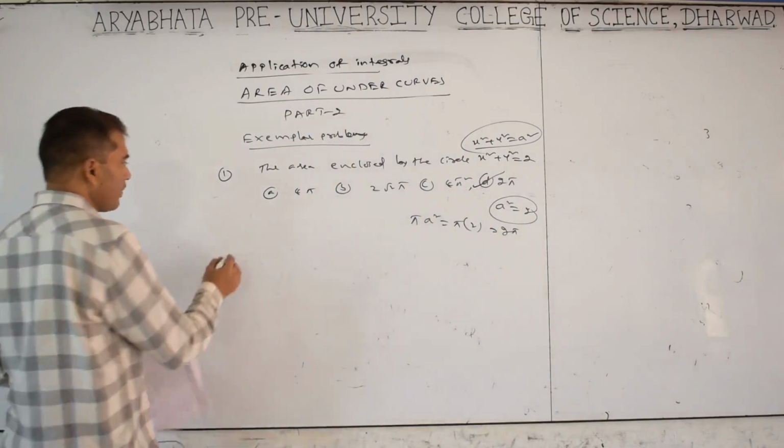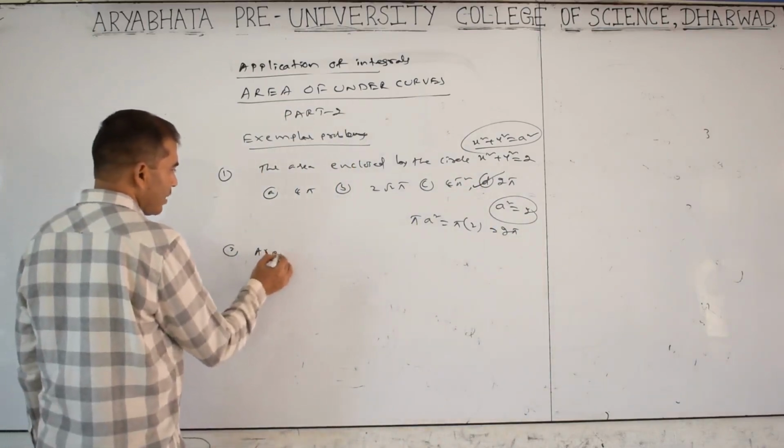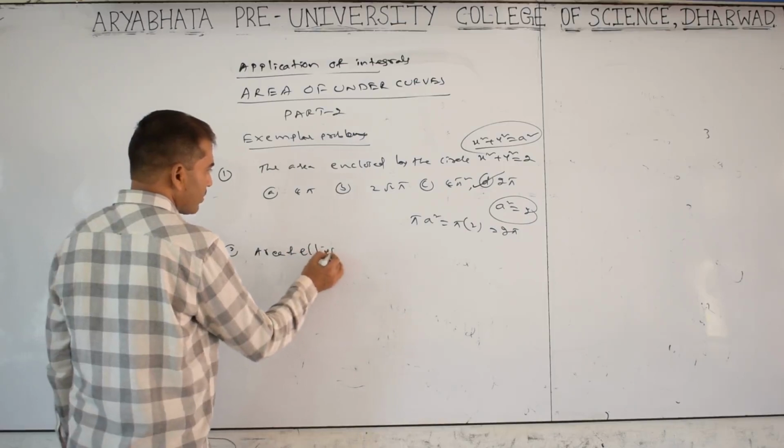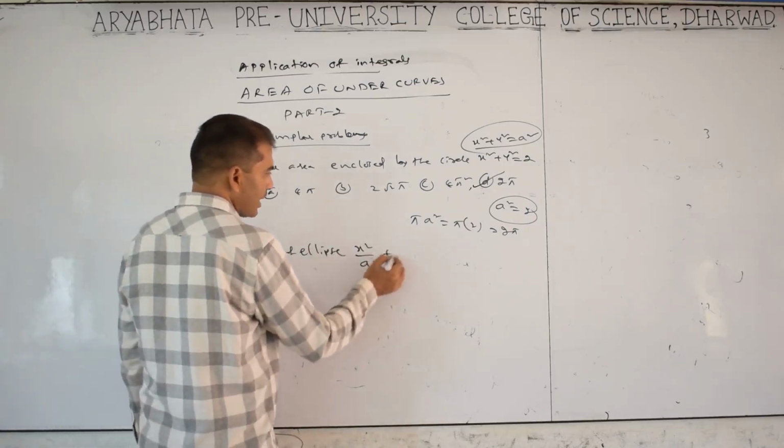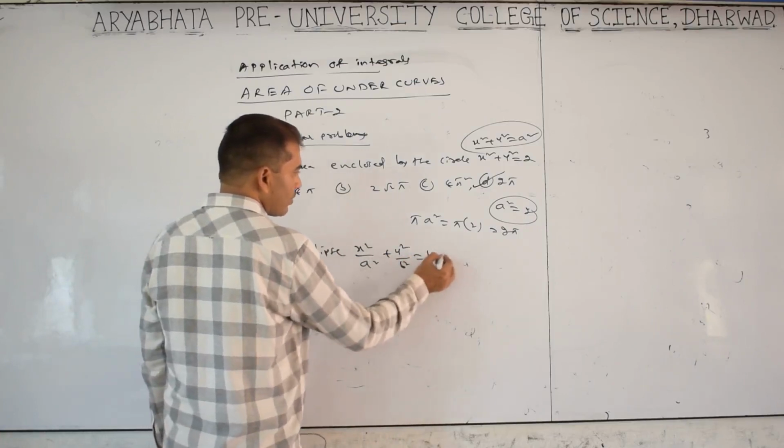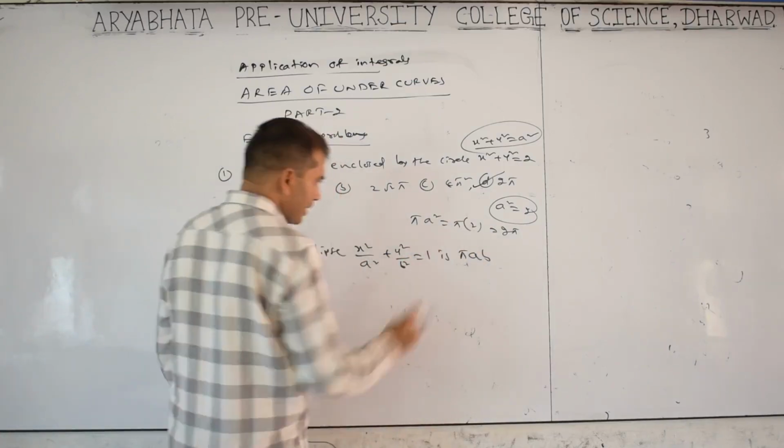Second question, the area of an ellipse. Area of ellipse is one of the most important questions. The area of the ellipse x²/a² + y²/b² = 1 is πab.